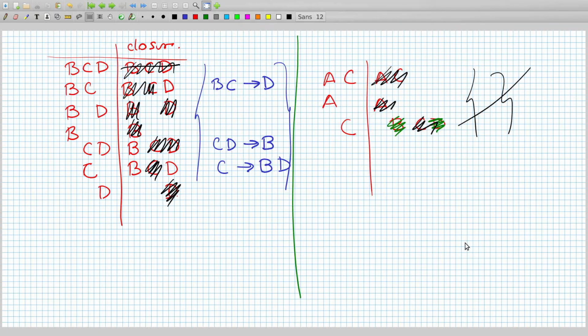So the left-hand side is the projection of the FDs of R on the projection BCD of R. And the right-hand side is the projection for AC of R. Okay. This is the set, and this is the set. So the projection of BCD, the functional dependencies that apply to this relation will be BC implies D, CD implies B, and C implies BD. Okay.